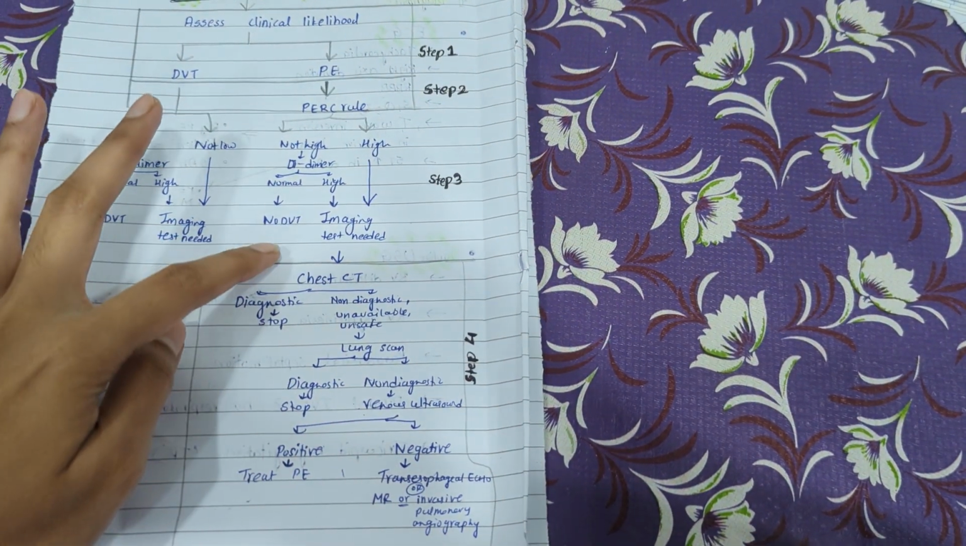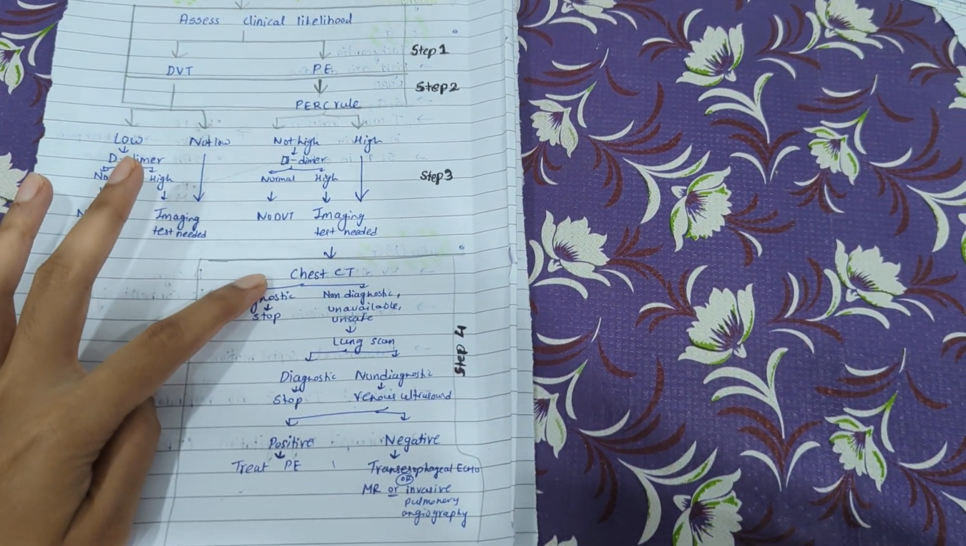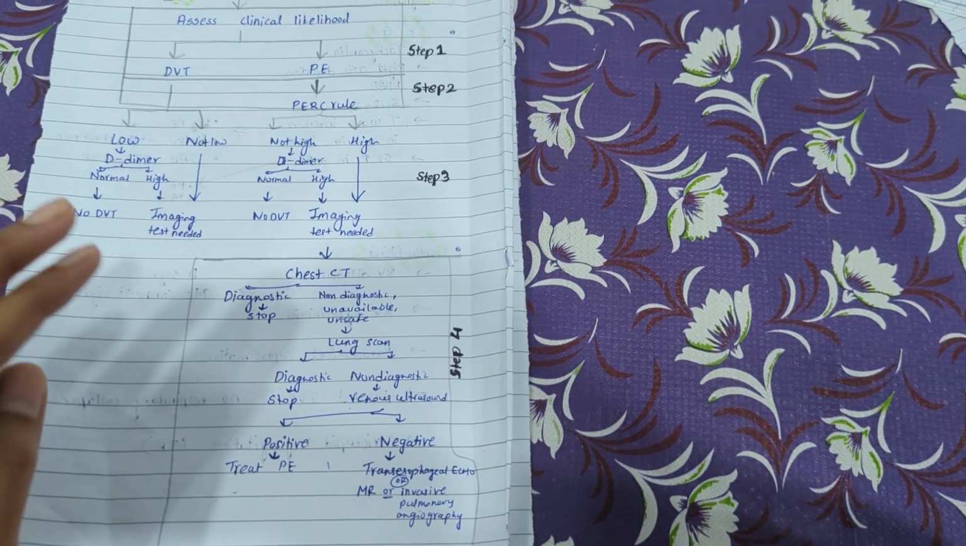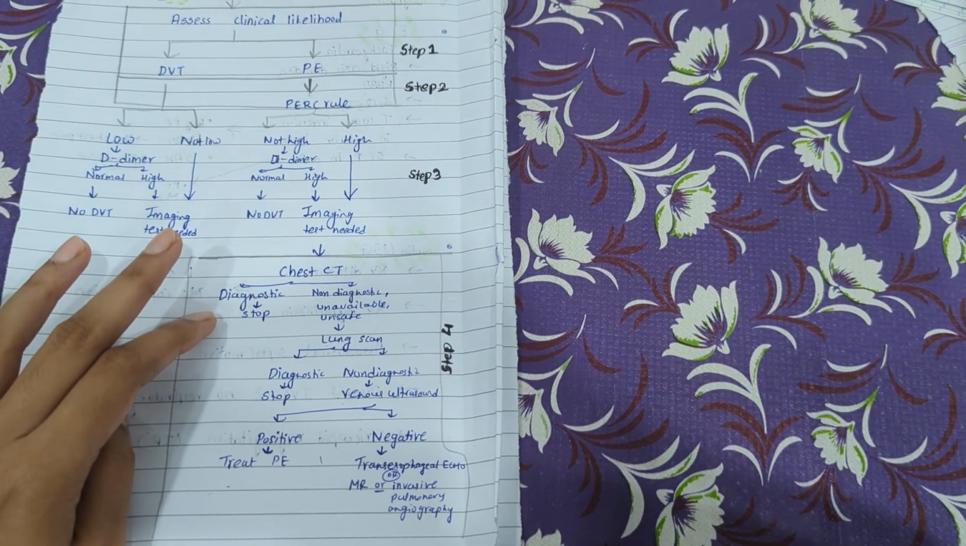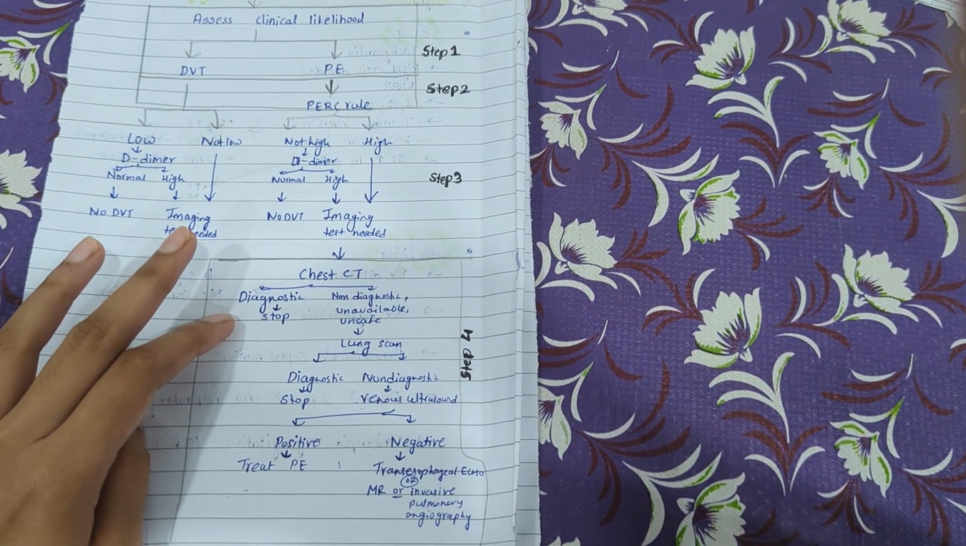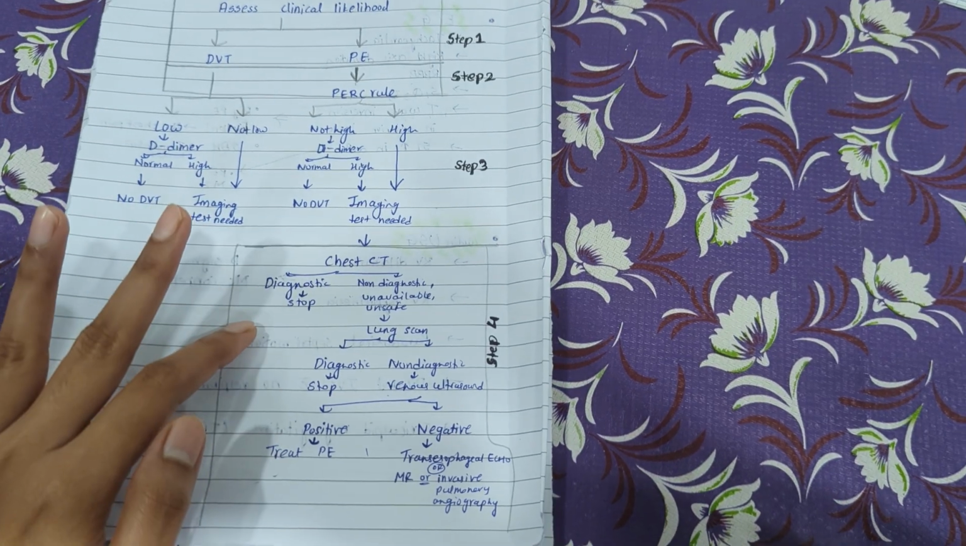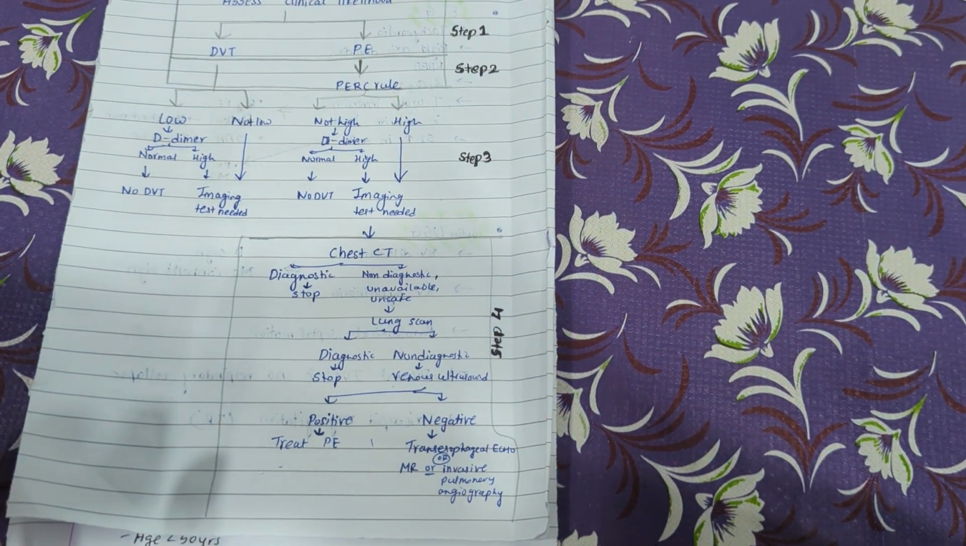Then as you are getting the imaging done, get a chest CT done, that is CTPA. If CTPA is telling that the patient has pulmonary embolism, done, your diagnosis is done, the patient has pulmonary embolism.